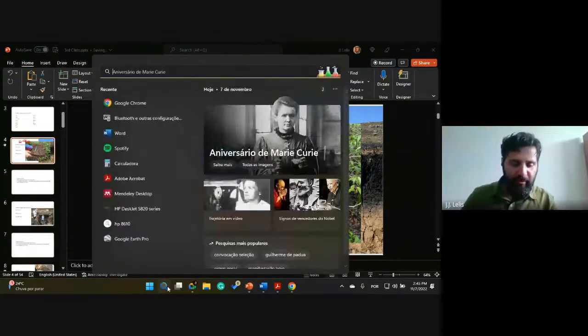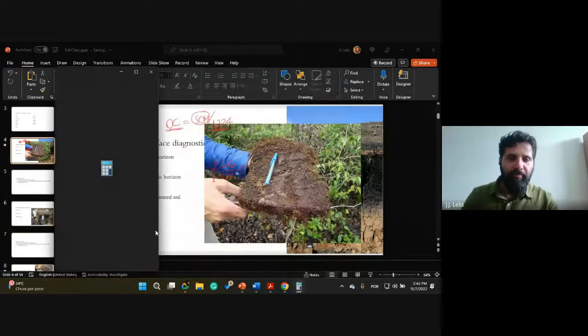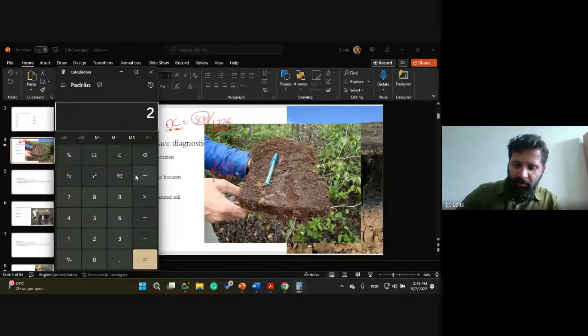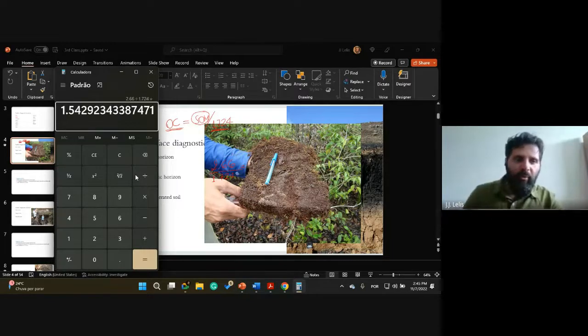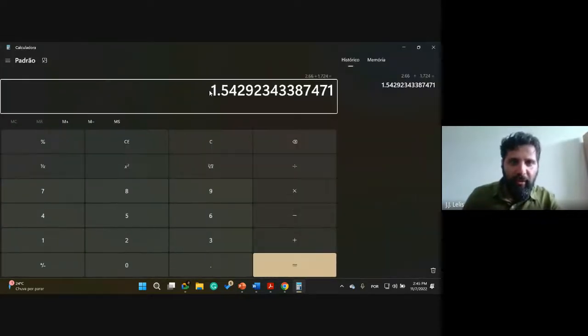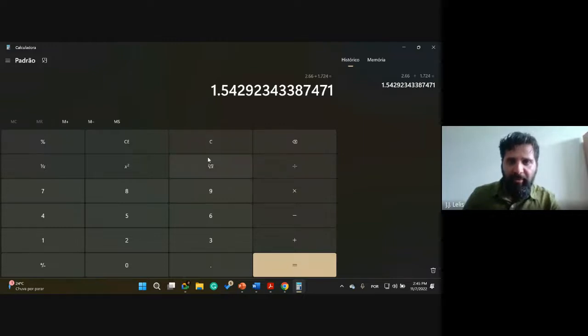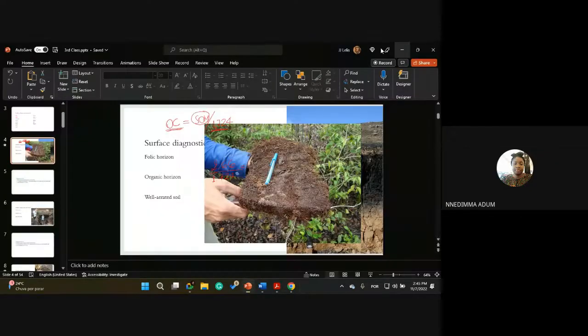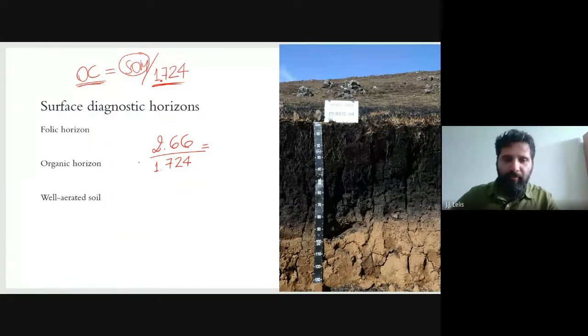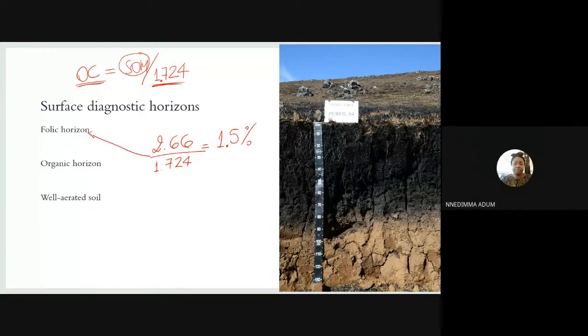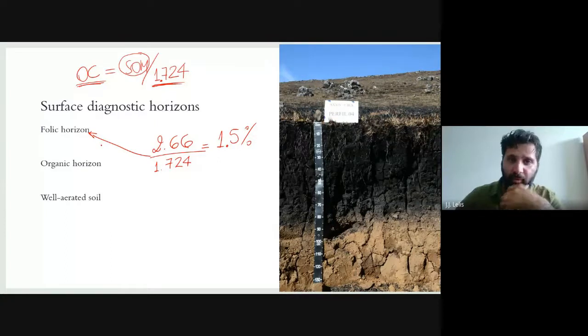Just a moment. Okay. So 2.66 divided by 1.724 gives 1.5. We have only 1.5% of organic carbon. So in this case, it's not high enough to identify a folic horizon. So it is not a folic horizon in this case.